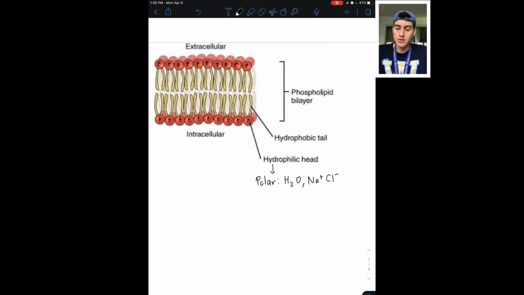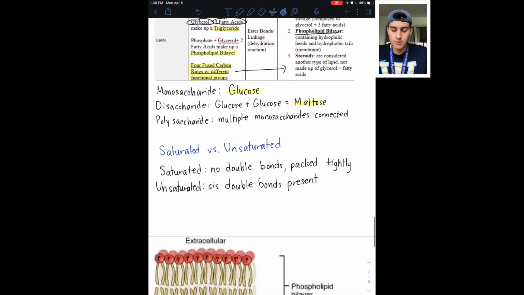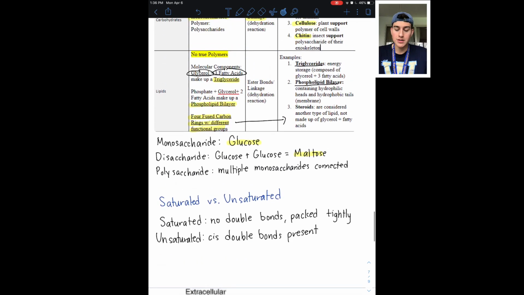However, hydrophobic is something that's considered nonpolar. An example of something nonpolar could be fats, or for example a CH3 bond. Something else that could be considered nonpolar is two identical elements bonded together. So for example, if you had O2, would that be polar or nonpolar? It'd be nonpolar because the electronegativity difference would be 0. So the last thing I wanted to go over was saturated versus unsaturated.